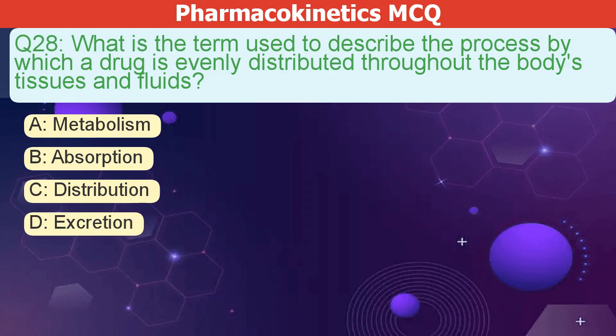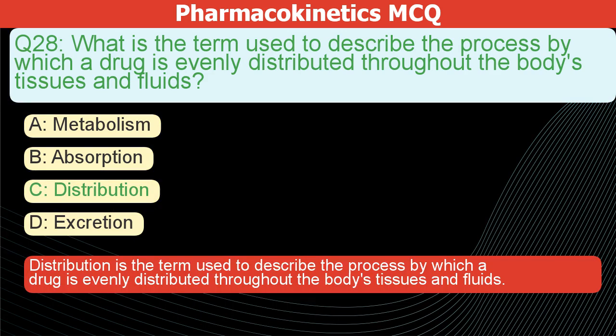What is the term for how a drug spreads evenly throughout the body? A. Metabolism. B. Absorption. C. Distribution. D. Excretion. The correct answer is C. Distribution is the term used to describe the process by which a drug is evenly distributed throughout the body's tissues and fluids.